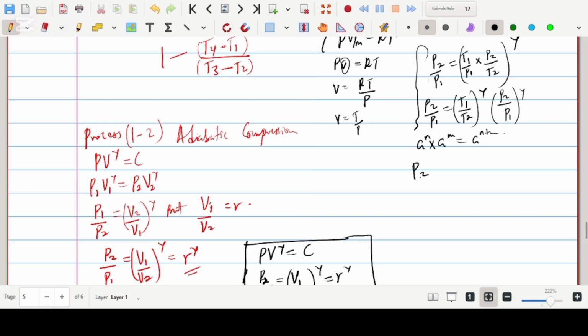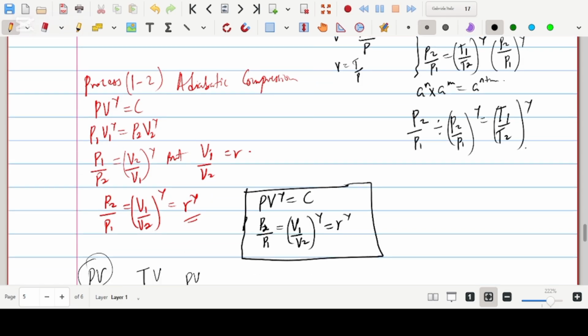So here I have P2 over P1. Is that taken? Divided by P2 over P1 raised to power gamma is equal to T1 over T2 raised to power gamma. Hope that is clear. So applying your law of indices, you are going to have P2 over P1 raised to, this one is now what? 1 minus gamma is equal to T1 over T2 raised to power gamma. I hope that is clear.